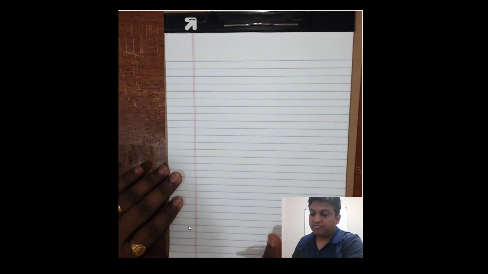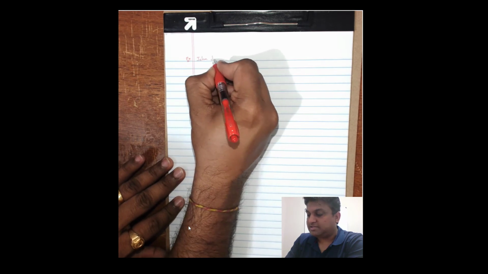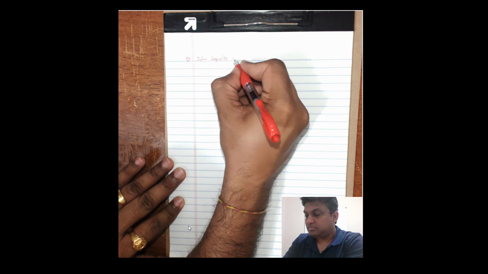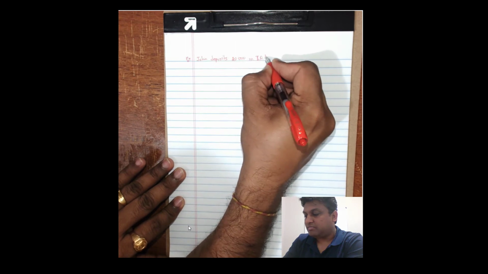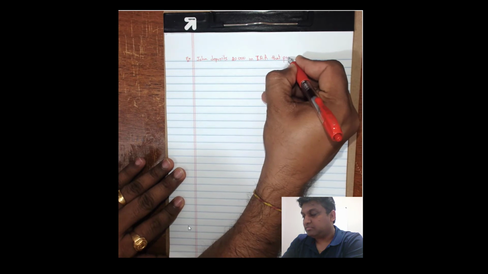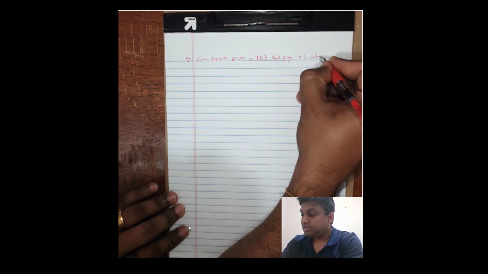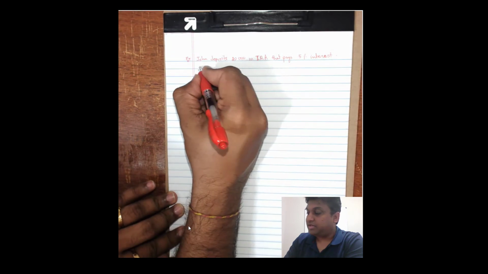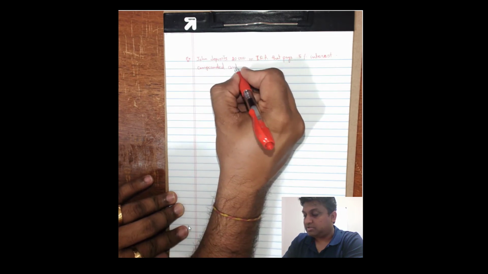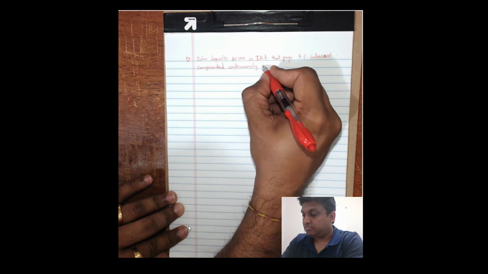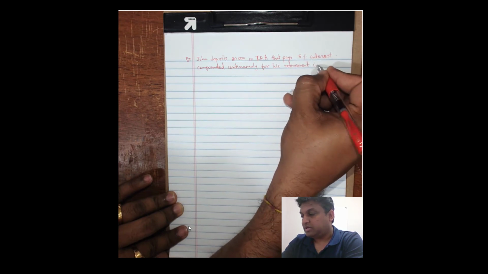Okay, so here is the next example. Let's say John deposits, let's say $20,000, in an IRA that pays, let's say, 5% interest, compounded continuously, for his retirement in 20 years.